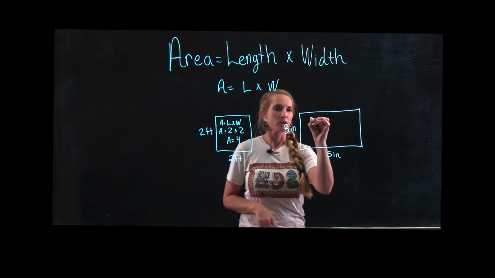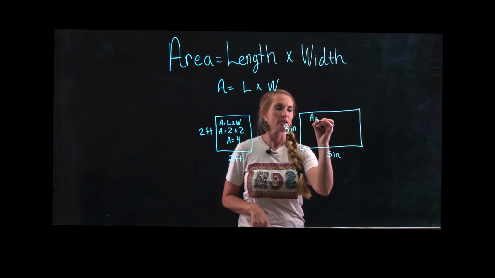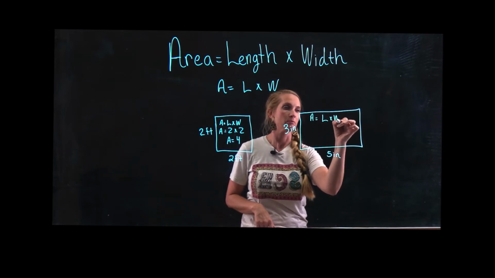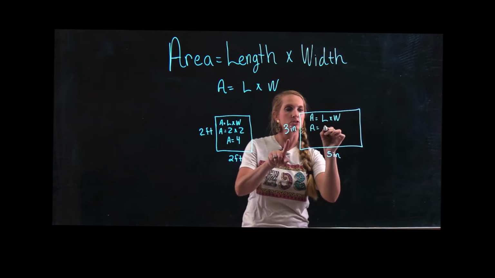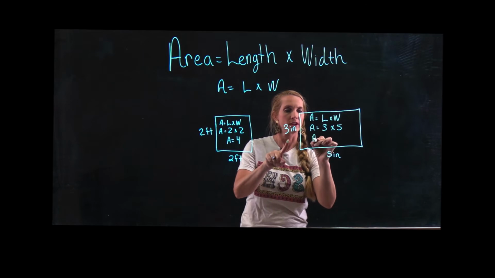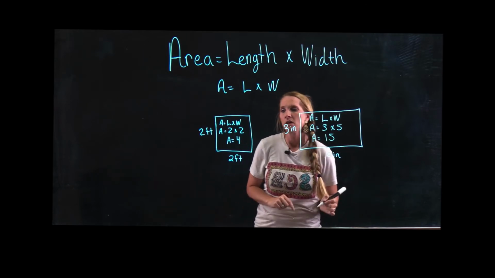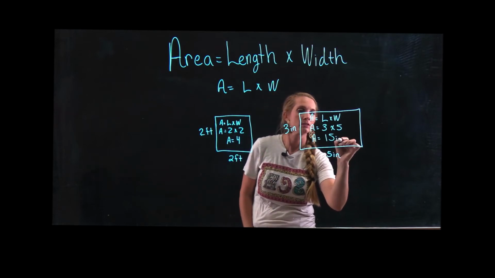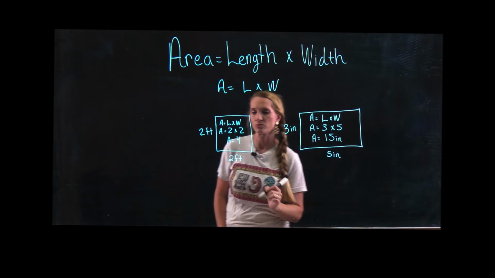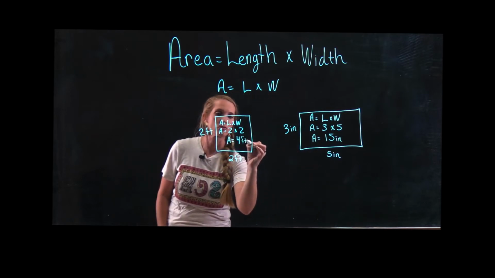But we're going to go ahead and work it out here, and we're going to do area equals length times width. So my area is 3 times 5, so my area equals 15. I'm forgetting the units of measurement, so that's 15 inches, and this is 4 feet.